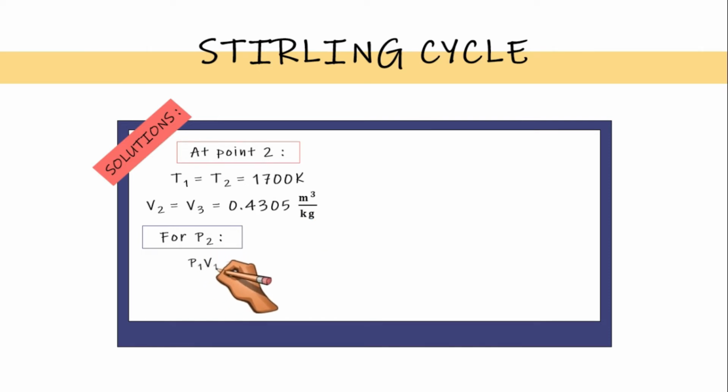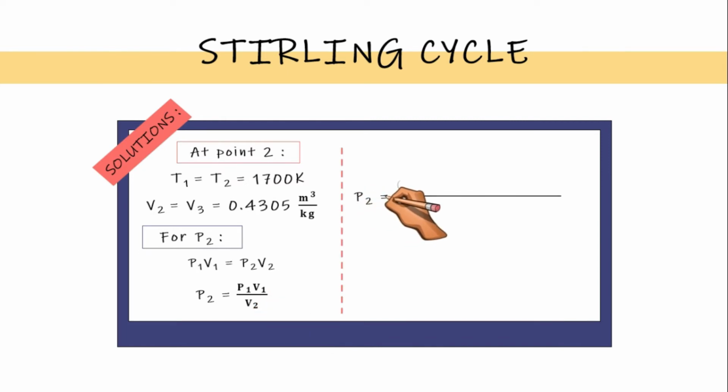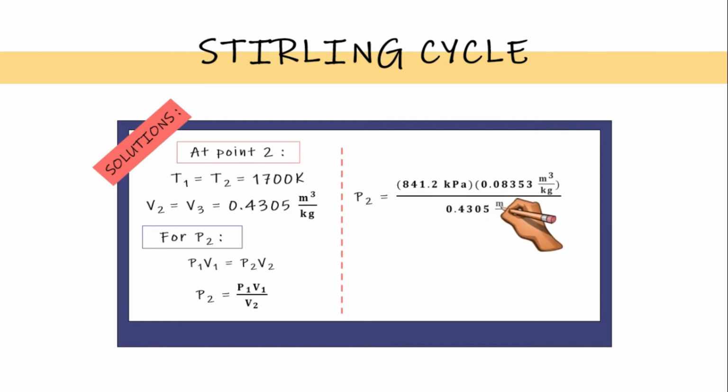So, P1 V1 is equal to P2 V2. We have P1, we have V1, we have V2. The only missing is P2. So, arrange the equation. P2 is equal to P1 V1 over V2. Then, substitute 5841.2 kilopascal times 0.08353 cubic meter per kilogram over 0.4305 cubic meter per kilogram.